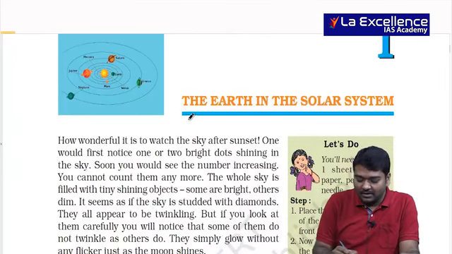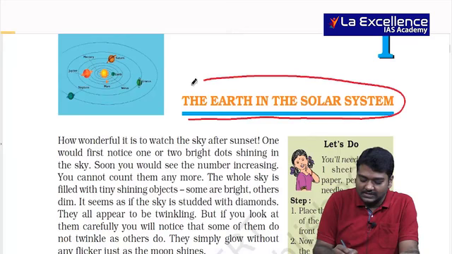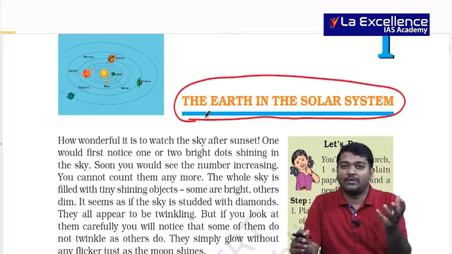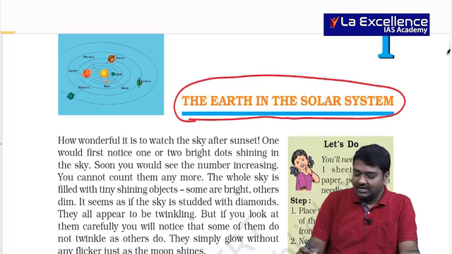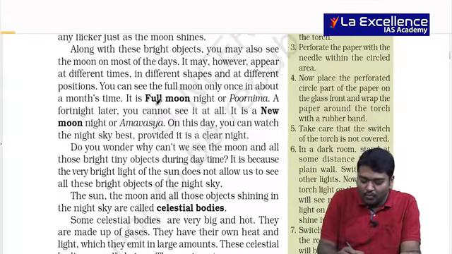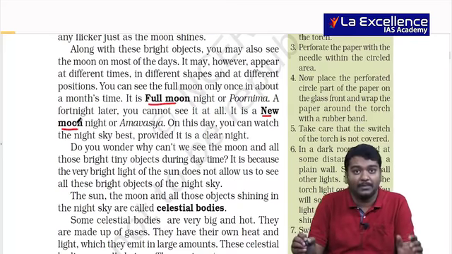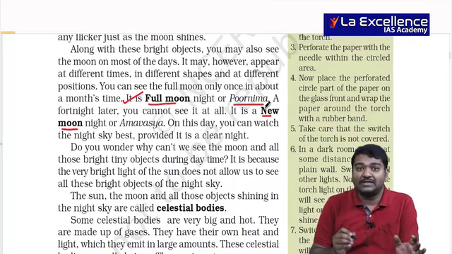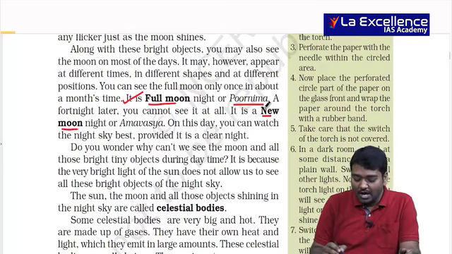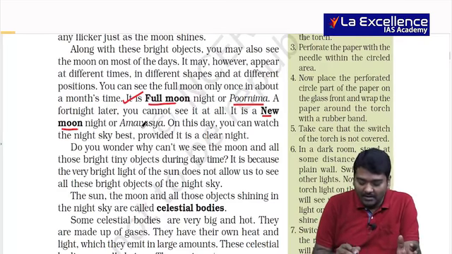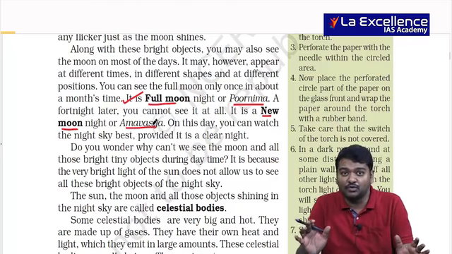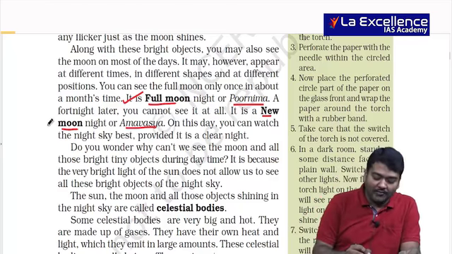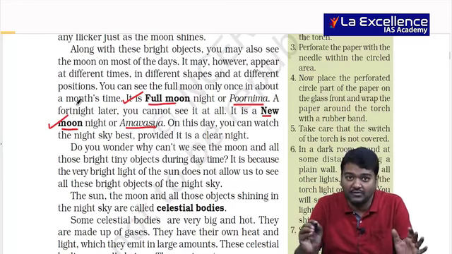The first chapter is actually about the Earth in the solar system, where they try to talk about the planet, solar system, universe and other things. Within this, they try to talk about the full moon and new moon in the beginning. What exactly is the meaning of this? Full moon means Purnima. You can see the moon, that is, the moon is visible. New moon means Amavasya, that is, the moon is not visible. Usually students get confused about what is full moon and what is new moon. Only for those people who get confused, this we have to see.